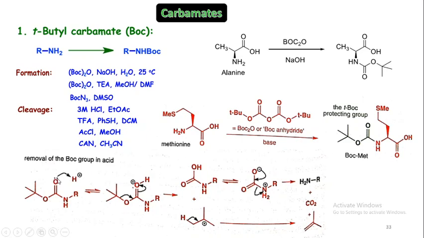In the first step, the lone pair of oxygen abstracts this proton, and here there is the breaking of the tertiary butyl and oxygen bond, because after breaking this bond there is a formation of the tertiary butyl carbocation which is more stable. Therefore this bond can easily break, and we get these two products, and after removal of CO2, there is a formation of the amine.